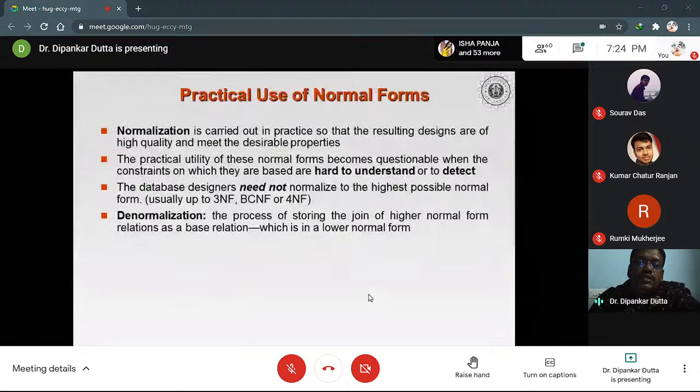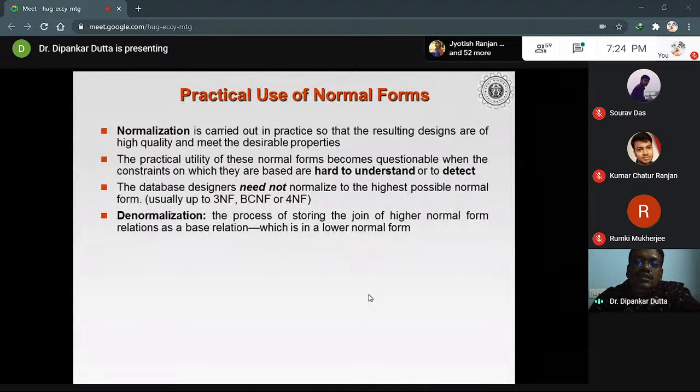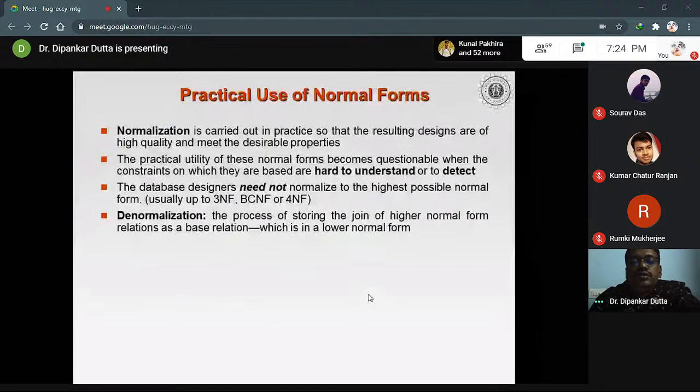The database designer need not normalize to the highest possible normal form. It is not that we have to normalize each relation up to 5NF. That is not required. Sometimes 3NF is good, sometimes BCNF is good, sometimes 4NF is good. We don't have to go to the highest level for each case.